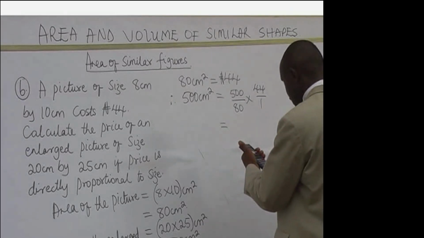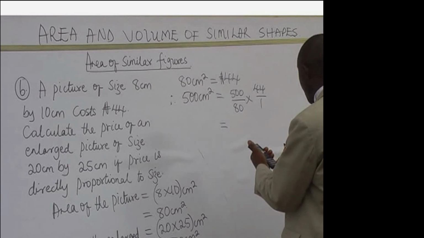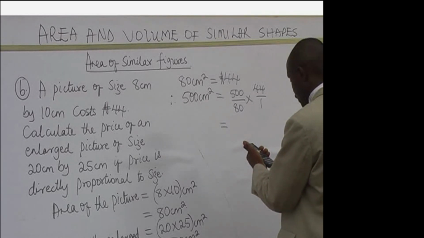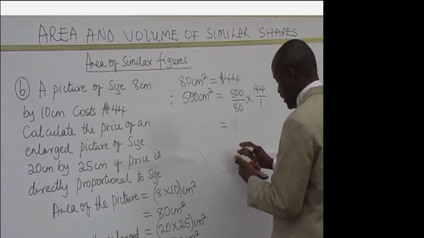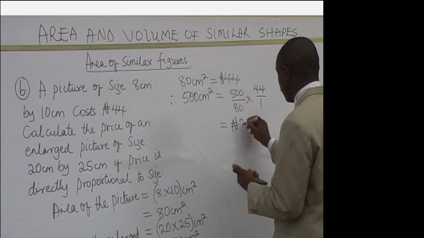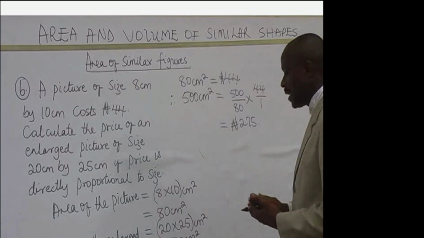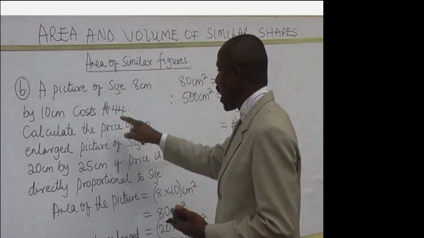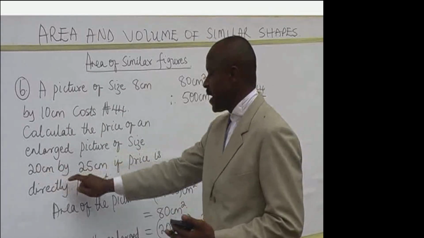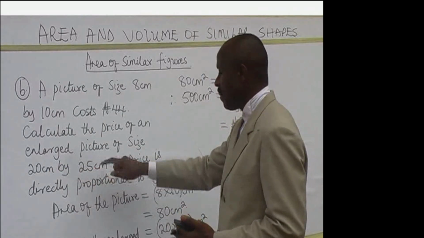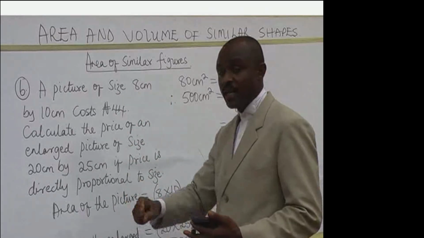Let's multiply it out. 500 times 44 divided by 80. It's giving me 275 naira. That is going to be the cost of enlarging that picture that was formerly 8 cm by 10 cm to 20 cm by 25 cm, as far as the price is directly proportional to the size.